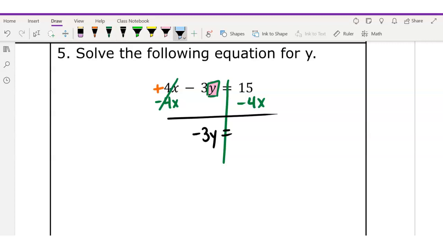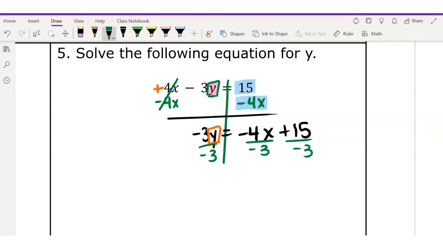And because we cannot add or subtract 15 and 4x, we write it as the expression to represent it. So it's negative 4x plus 15. Okay, we still need that y by itself. It's attached by this negative 3 by multiplication. So my inverse is division. So we want to divide each one by negative 3.